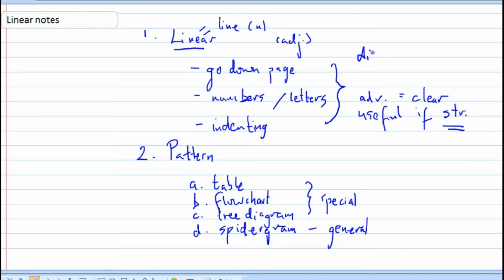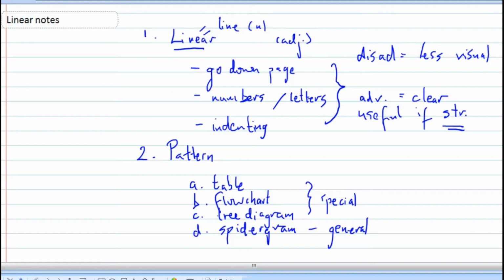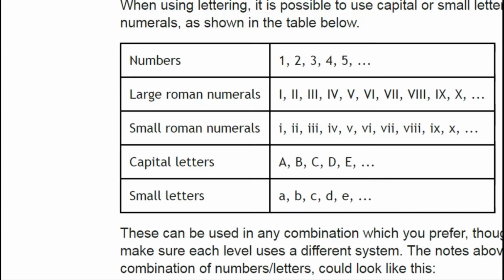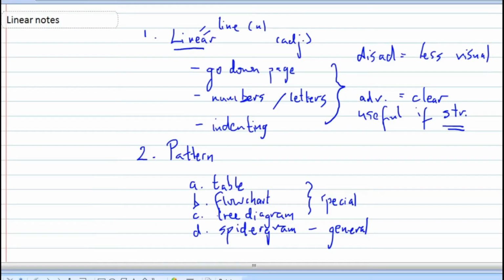One of the main disadvantages of linear notes is that they are less visual, which might be important if you're a visual learner. And going back to numbering briefly, there are many different numbers and letters that you could use. 1, 2, 3, 4, 5, Roman numerals, capital letters, small letters, and so on. Let's move on then to look at pattern notes.